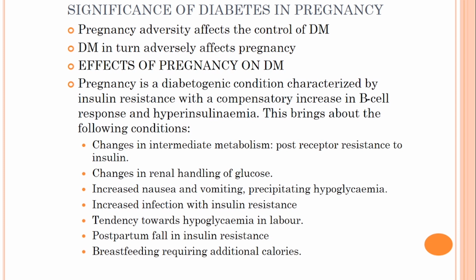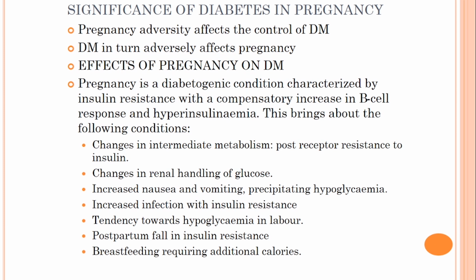What are the effects of pregnancy on diabetes? And how does diabetes adversely affect pregnancy? Number one, what are the effects of pregnancy on diabetes? Pregnancy is a diabetogenic condition characterized by insulin resistance with a compensatory increase in beta cell response and hyperinsulinemia. This brings about the following conditions that make the control of diabetes very difficult, the conditions that worsen diabetes.